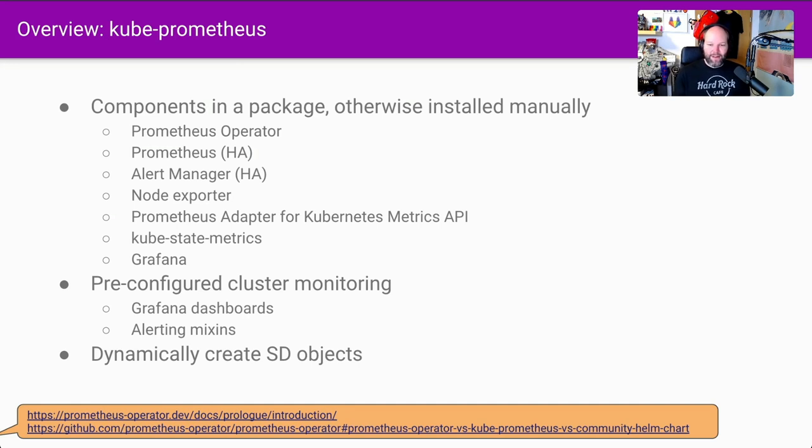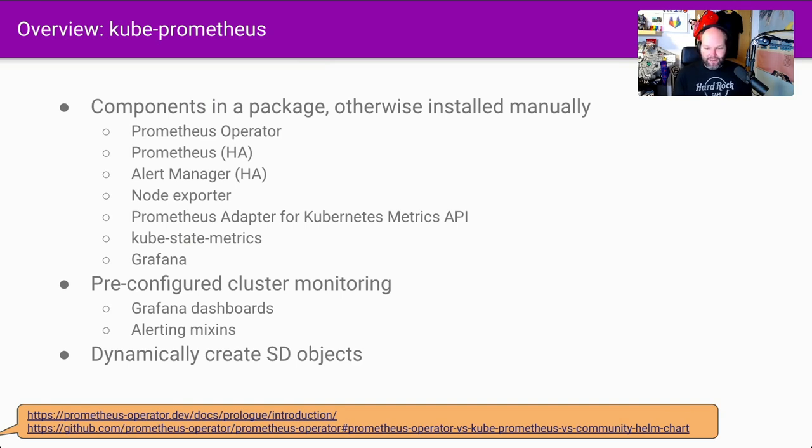In addition to that, and this is the icing on the cake, we get pre-configured cluster monitoring for Kubernetes, meaning we have Grafana dashboards and also alerting mixins pre-installed and can actually make use of that and have the 5-minute success of deploying the Prometheus operator or Kube Prometheus, and I can start playing, I can start investigating what's going on in my Kubernetes cluster.